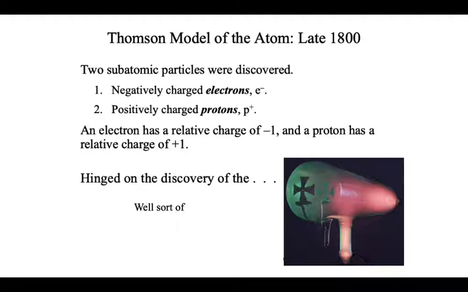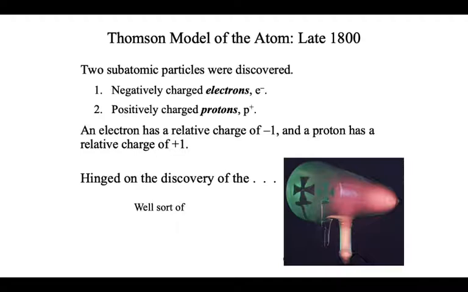Added on top of that, they noticed that if a magnet was placed on different sides of the tube, what happened to the glow? It moved. So whatever that thing was that was causing that glow was charged, and it was not an atom because we'd removed it all using a vacuum. We now have existence of electrons.